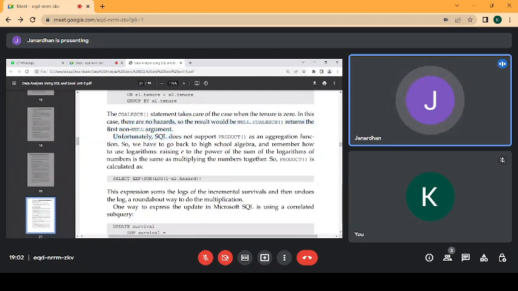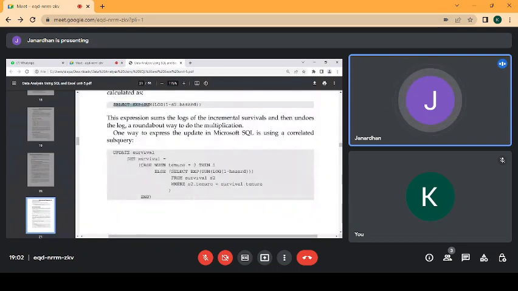Unfortunately, SQL does not support a product function as an aggregation function. So we have to go back to high school algebra and remember how to use logarithms. Raising e to the power of the sum of the logarithms of numbers is the same as multiplying the numbers together. The product is calculated like this: select exp of sum of log of 1 minus S2 dot hazard. The logarithm is like the exponent, e to the power x. This expression sums the log of incremental survival and then undoes the log, a roundabout way to do the multiplication.